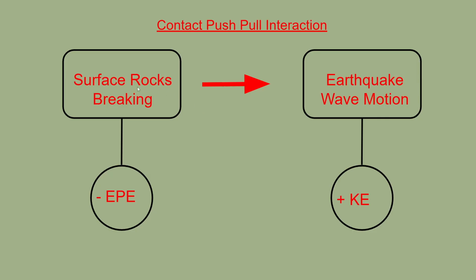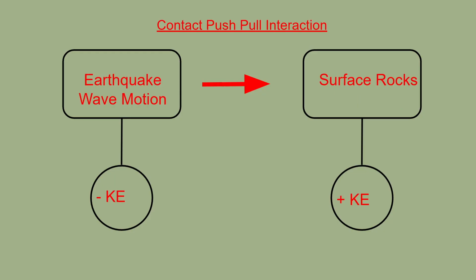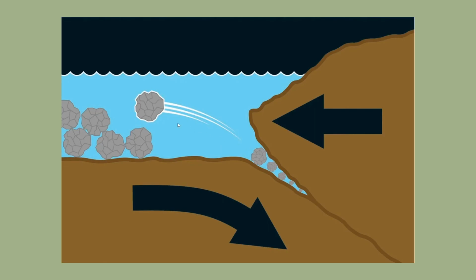And soon enough, the surface rocks, aka the crust rocks, will start to break and they will lose elastic potential energy, which will cause for an earthquake wave motion, which will cause earthquakes in a contact push-pull interaction, and this will create the motion to be increasing in kinetic energy, just with the P waves and S waves. And furthermore, the earthquake wave motion will decrease in kinetic energy, and the surface rocks will increase in kinetic energy.